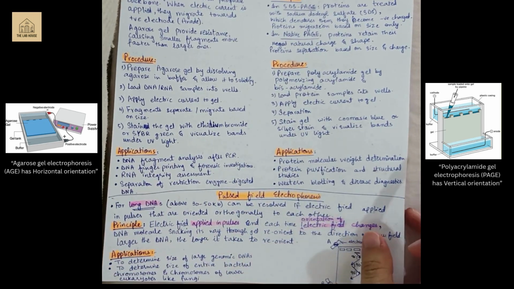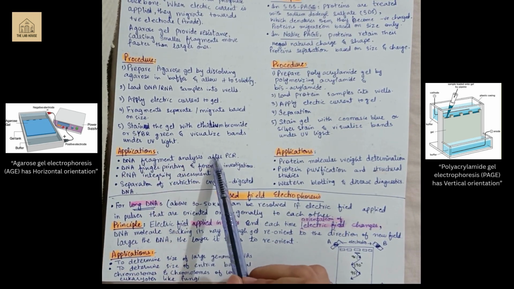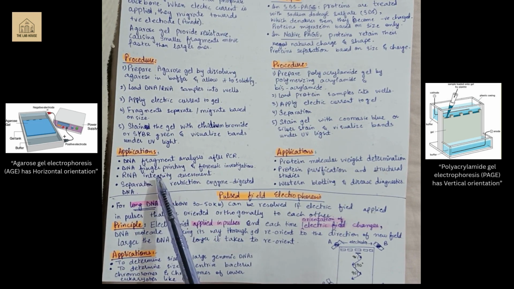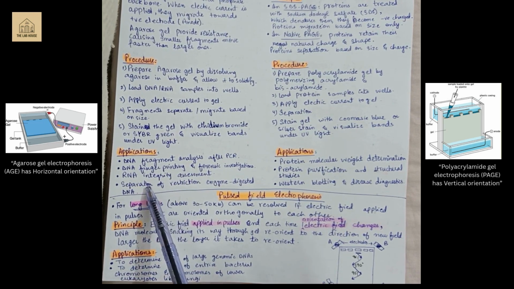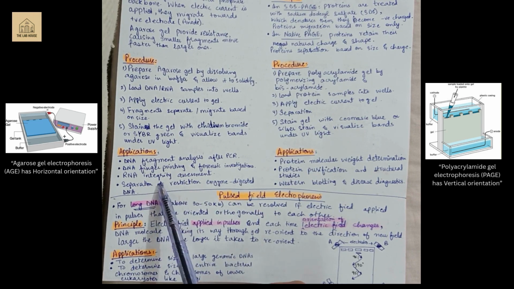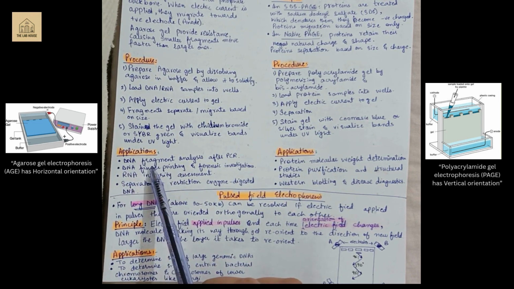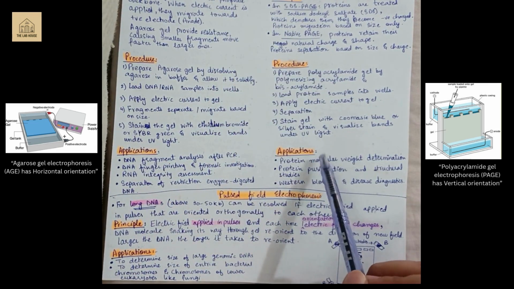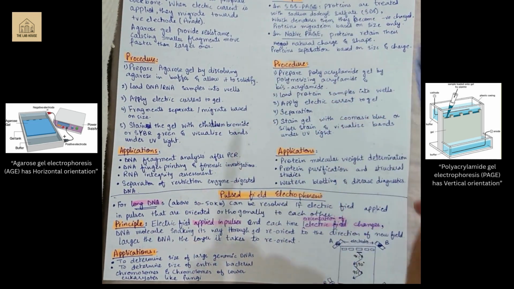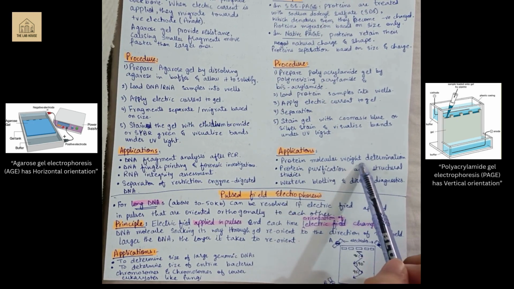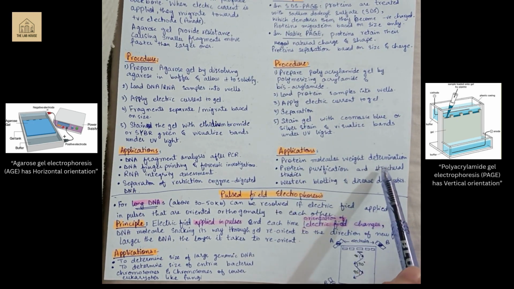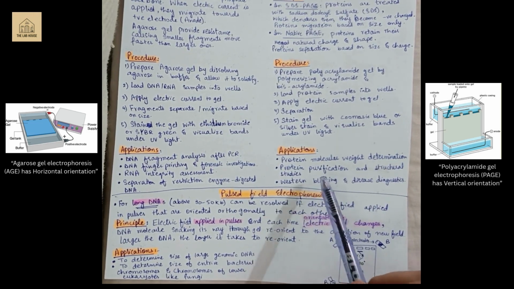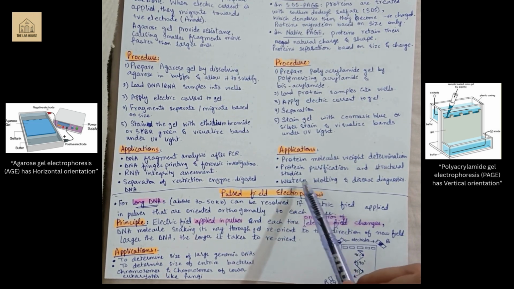Now the applications are DNA fragment analysis after PCR, DNA fingerprinting and forensic investigations, RNA integrity assessment, and separation of restriction enzyme digested DNA. So whole DNA and RNA separation techniques are used for agarose gel electrophoresis, while the applications for polyacrylamide involve protein molecular weight determination, protein purification and structural studies, and Western blotting and disease diagnostics. As we know, in Western blotting we separate the proteins.